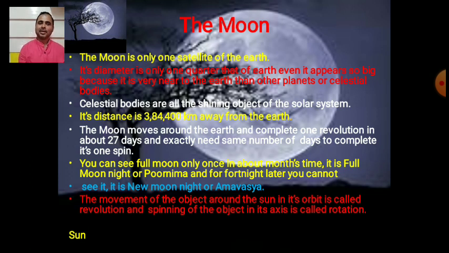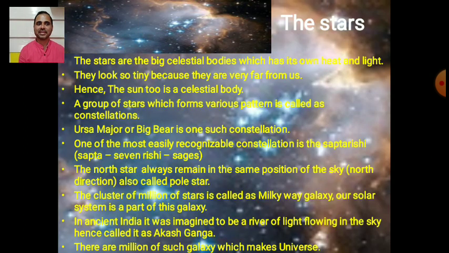Correct? The movement of any object around the sun, its orbit, is called revolution, and the spinning of the object on its axis is called rotation. So this is another member of the solar system which we have discussed, that is the moon, right? Now let us see about the other members of the family.